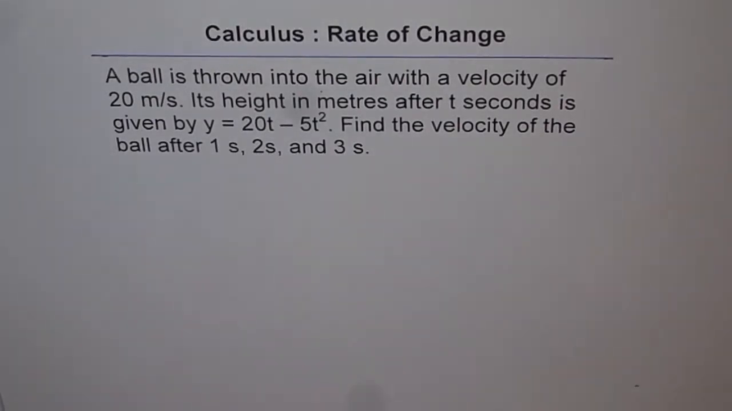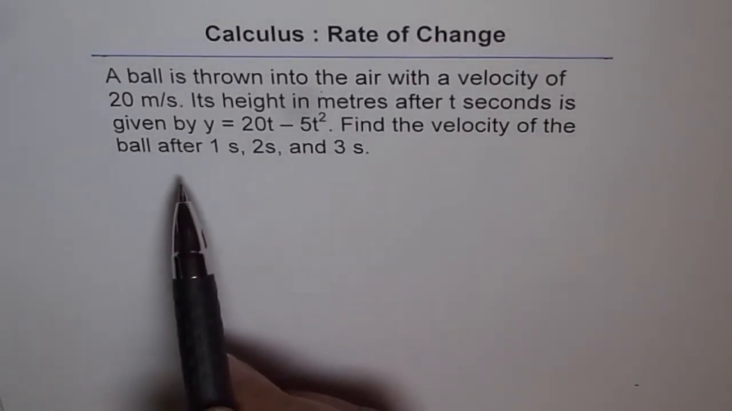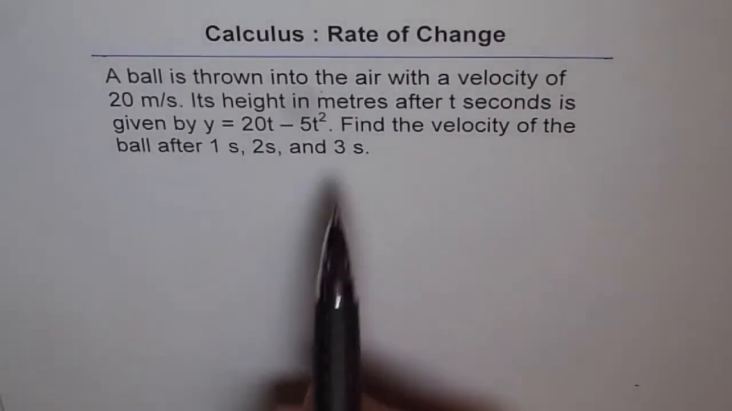So we have to find the instantaneous rate of change of height with time, right? Change in height is like change in position, and therefore it's referred to as velocity. So velocity is change in position. It could be distance or height or depth, correct? All those positions. So we need to find the velocity of the ball after 1 second, 2 seconds, 3 seconds.